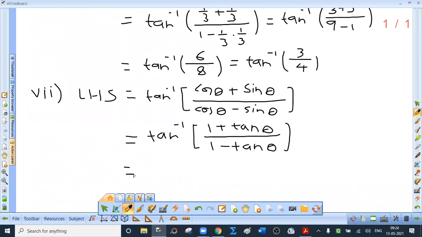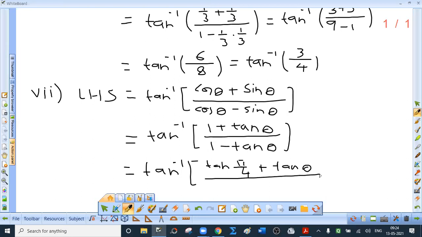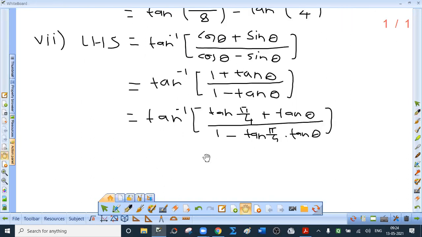See, can I directly write tan of pi by 4 plus theta for this, or I may add one more step. This 1 I can replace by tan pi by 4. So tan pi by 4 plus tan theta divided by 1 minus tan pi by 4 into tan theta. I hope you are getting this.